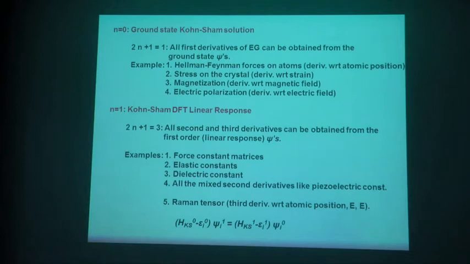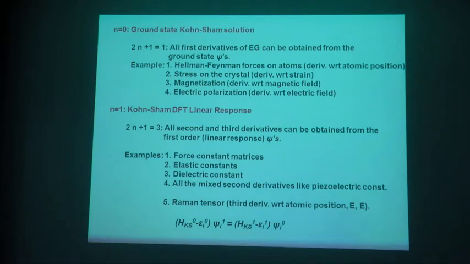Hellman-Feynman force, which I showed you here, is the first derivative of energy. And that's the first example. Hellman-Feynman force is the first derivative, and that comes out of a zeroth order calculation. Second example is stress. To optimize structure and unit cell size, you need a stress calculation. Stress is the first derivative of energy with respect to strain, and that is also calculated using a zeroth order calculation. So all of these are first derivatives of energy.